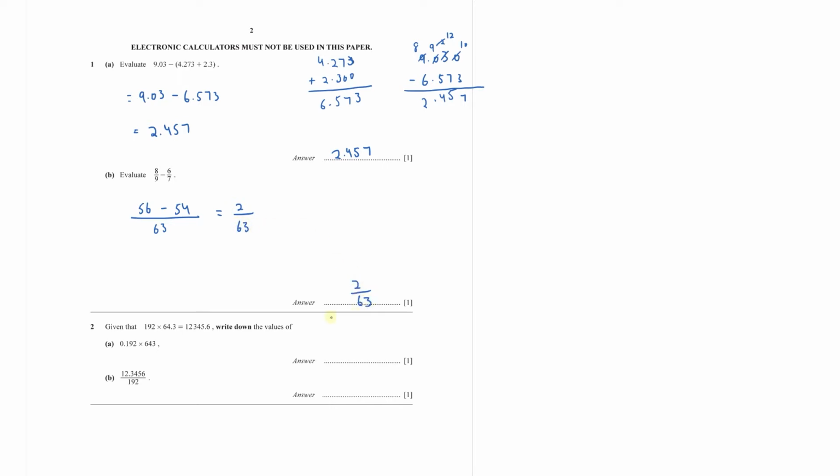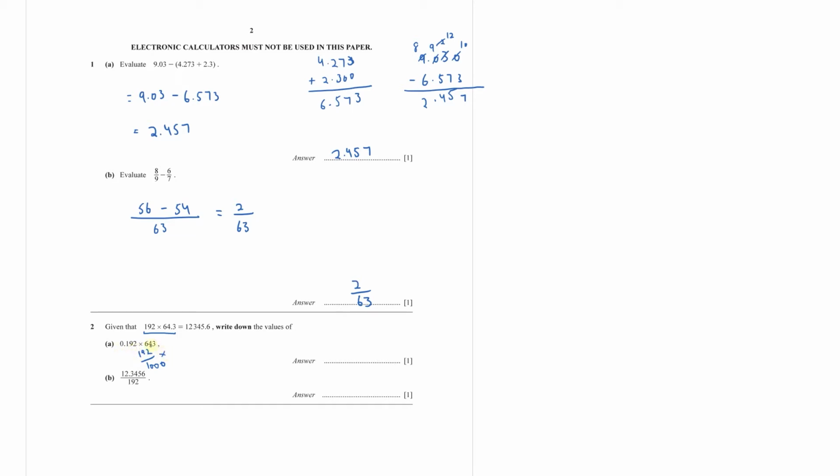Given this, write down the value of 0.192 multiplied by 643. Here you can see that 192 multiplied by 64.3 is this. If we somehow manage to write this in terms of this, we can calculate this value. To write 0.192 as 192, I'll have to write 192 over 1000, because you move the decimal 3 times to the right, 1, 2, and 3. So that is actually 0.192.